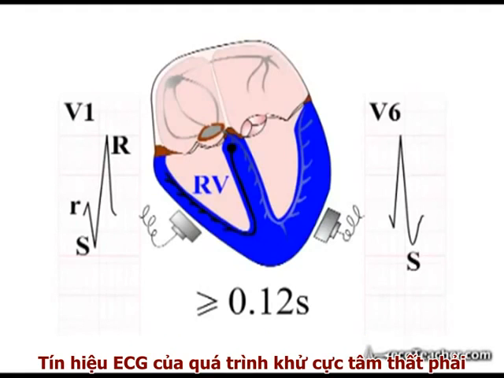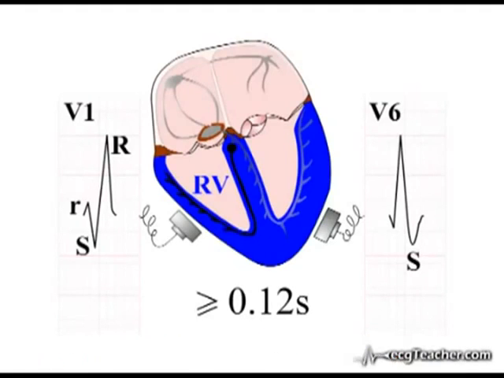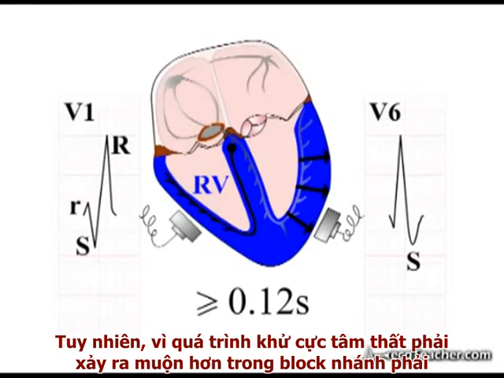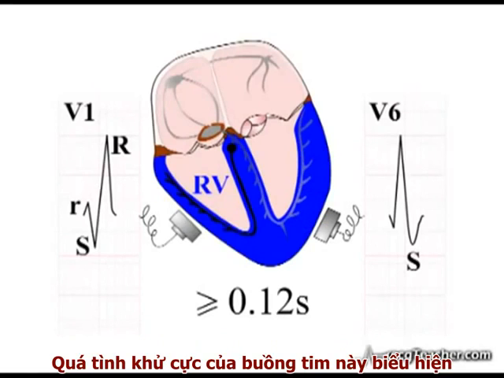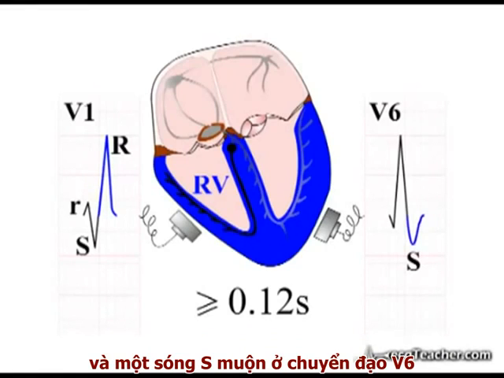The ECG signal of right ventricular depolarization is normally masked by the signal from the much larger left ventricle. However, as right ventricular depolarization is delayed in the presence of right bundle branch block, depolarization of this chamber manifests as a delayed broad R wave in lead V1 and an S wave in lead V6.